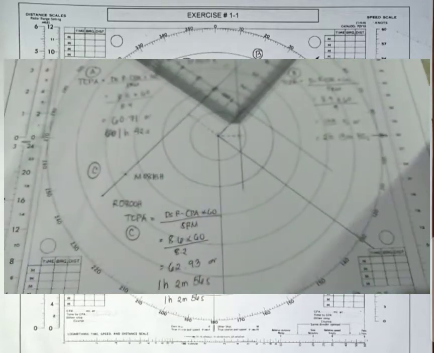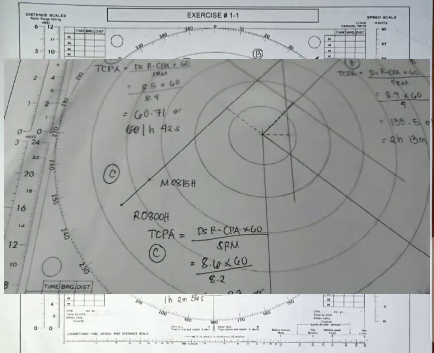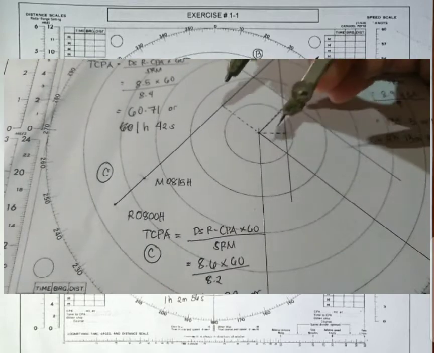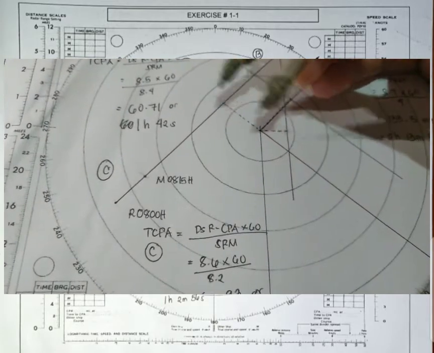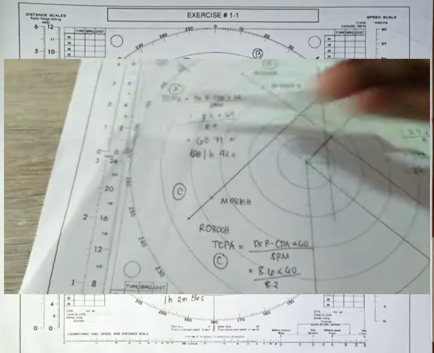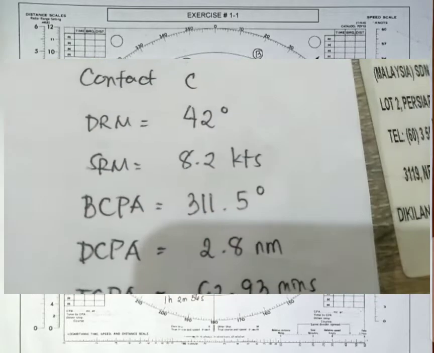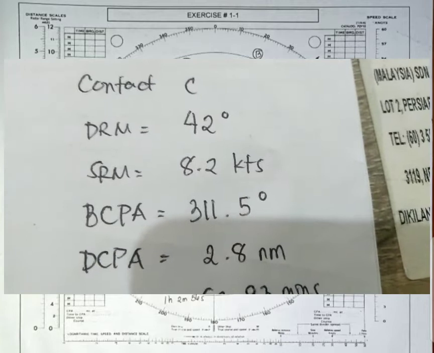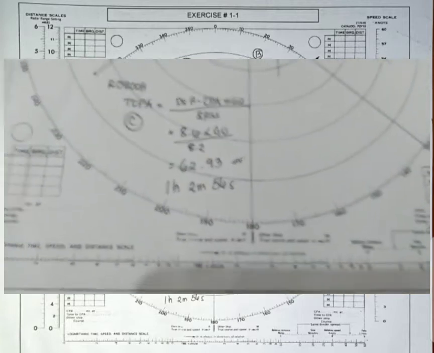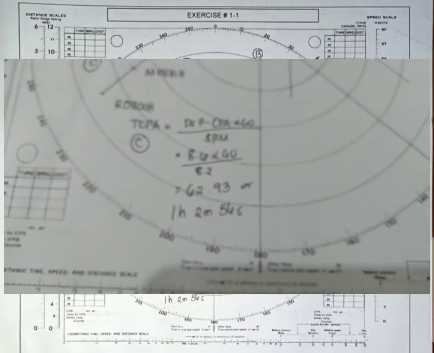So for the distance, we have measured that with our compass divider and then transferred it with our scaling, and we have measured 2.8 nautical miles.